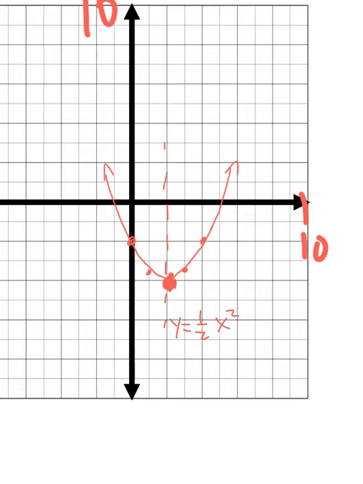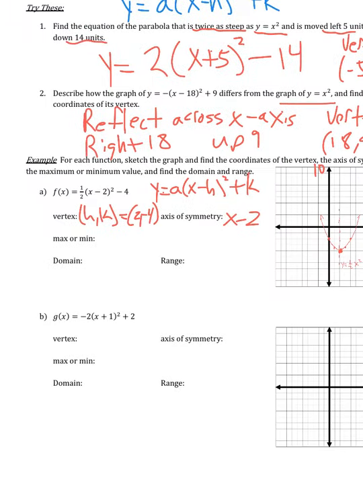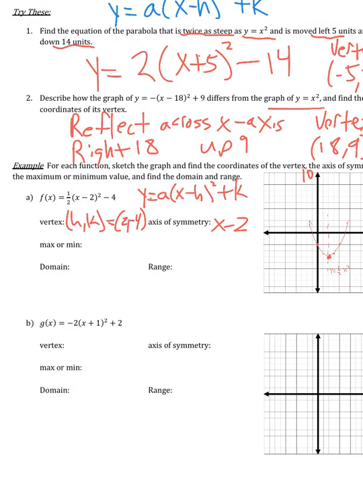Avoid big globs like I end up here because I zoomed in. But that's the idea. Okay, so does it have a max or min? Well, it has a min. Its lowest point is a minimum, and its minimum is -4.